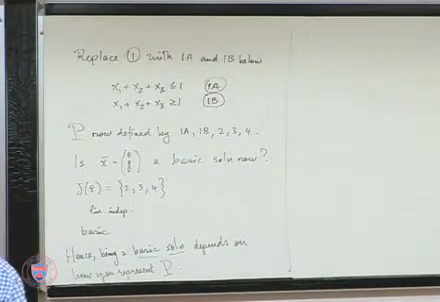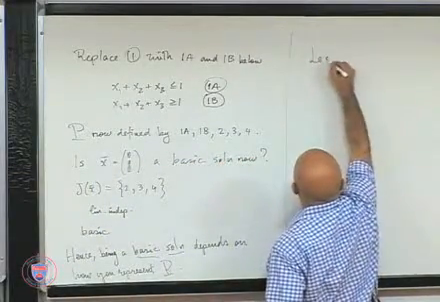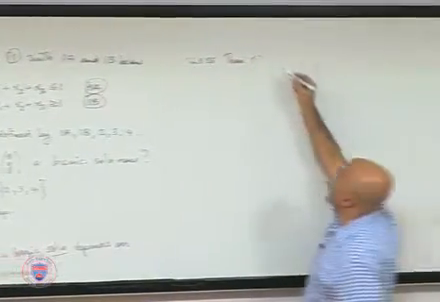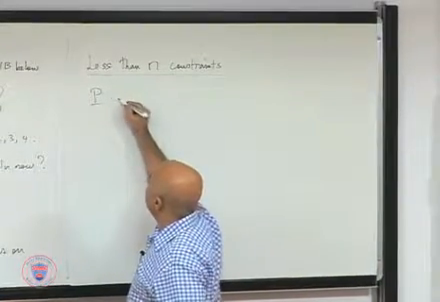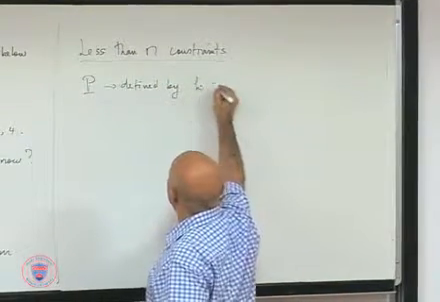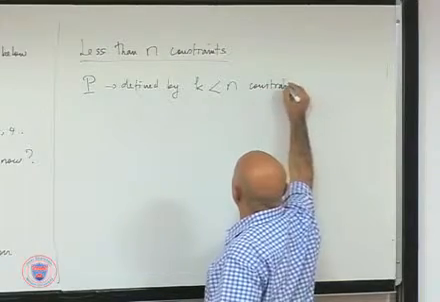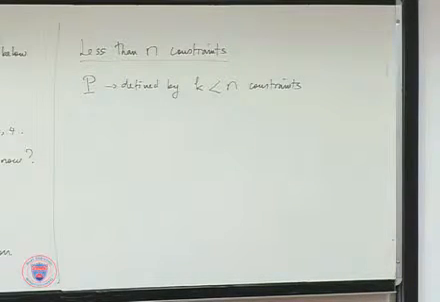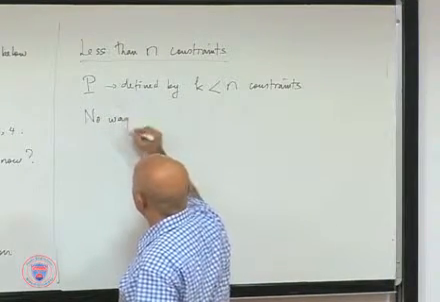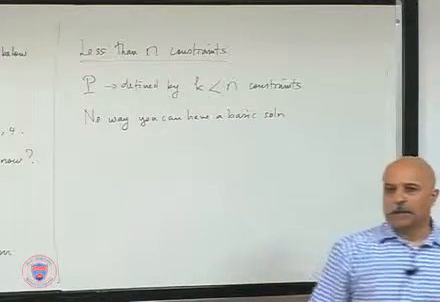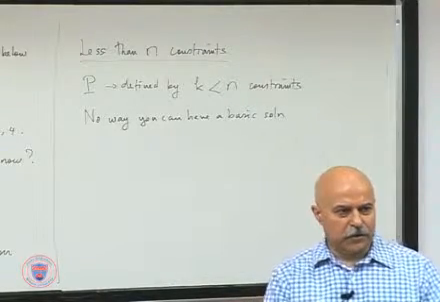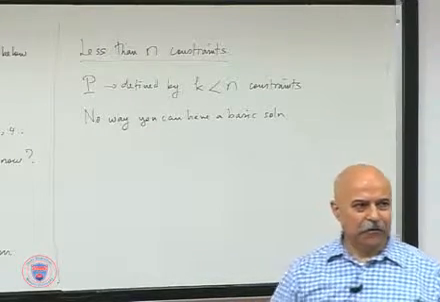So that's enough for that. Let me just mention one more thing here. The case of having less than n constraints. In this case, you have a polyhedral set, and P is defined by, say, some k constraints, but k is less than n. Constraints, half spaces or hyperplanes. Okay? In this case, there's no way you can have a basic solution. And the reason is, to have a basic solution, you need n linearly independent constraints, but you don't have enough of them. No basic solution at all.